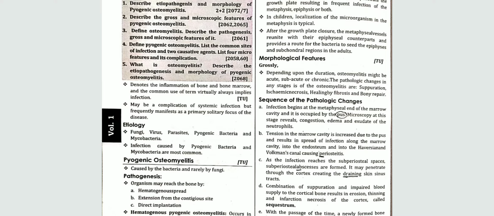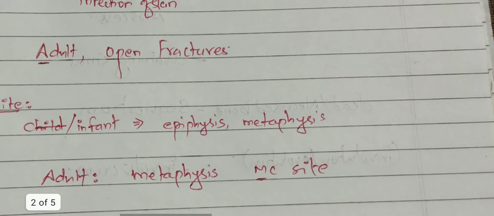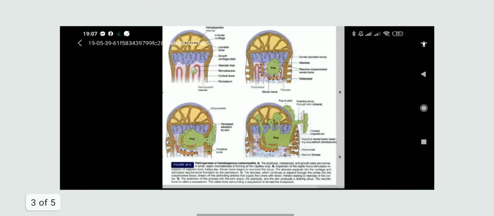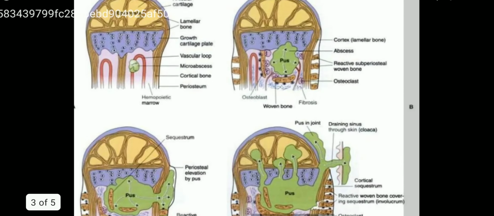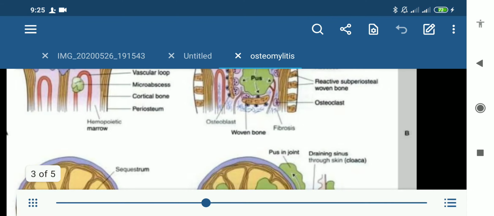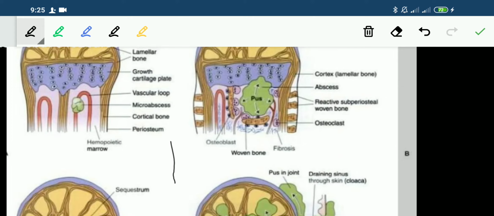The sequence of the pathological changes can be remembered by first looking at the images. Initially there is pus formation inside the metaphysis, that is microabscess formation. Then these abscesses enlarge in size, and later they may affect the bone.